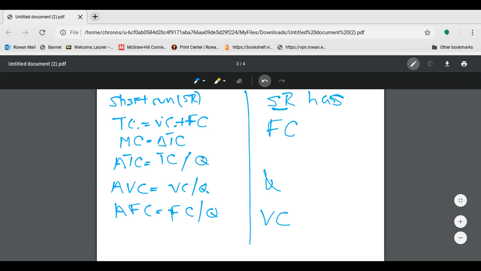The short run is a time period, although we can't say an actual amount of time, like a year or a year and a half, because it's going to be different for every firm. That time period is going to have two types of cost: fixed cost and variable cost. The fixed costs are the cost that you have for a fixed input, and the variable costs are for variable inputs.